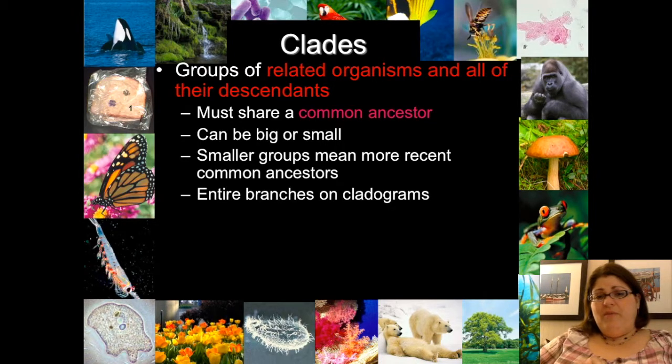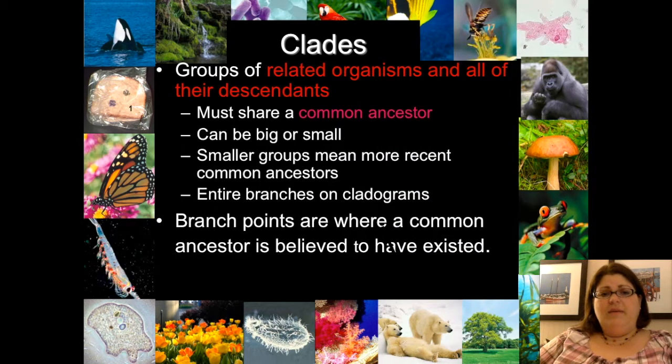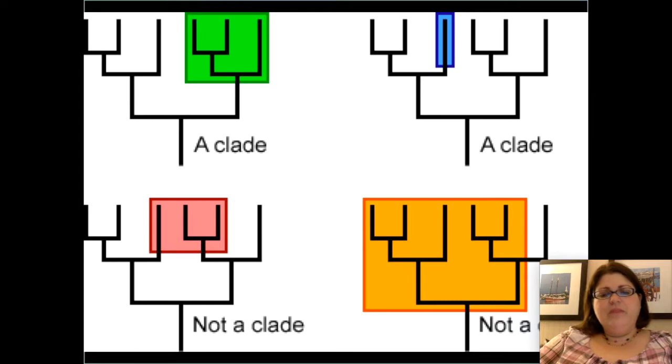And if you have a branch, it has to be the entire branch. You can't exclude a group from it, because then it wouldn't be all of the descendants. And again, where those branch points are is where there was a common ancestor. If we look, cladograms can be written 2 different ways. Here it's more of the bracket form, and in the other diagrams it's been the pyramid or the triangle form.